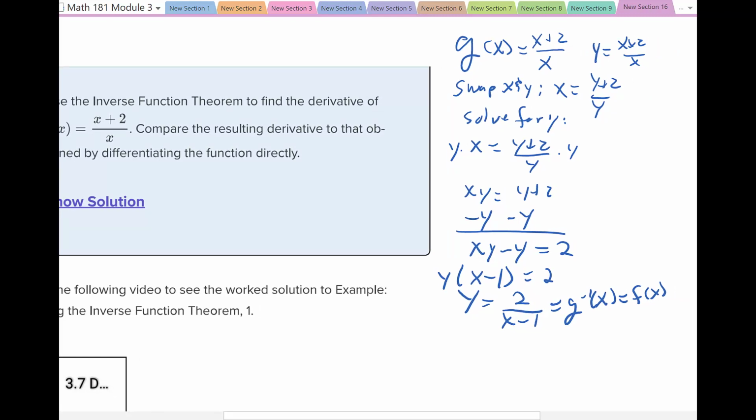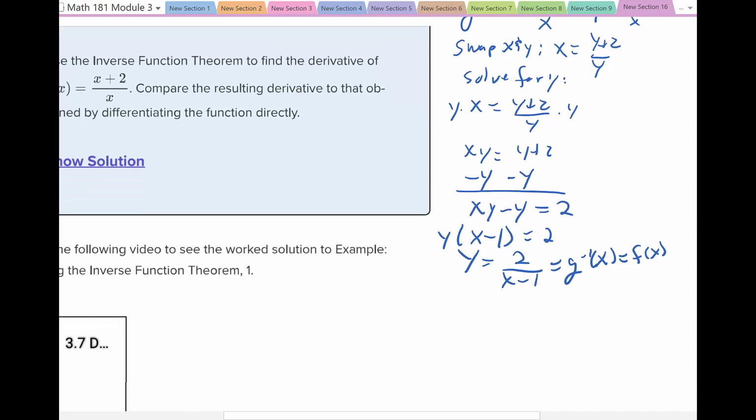So now what we're after is g prime, the derivative of g. So our g prime of x is going to be, using the formula from above, 1 over f prime of g of x.